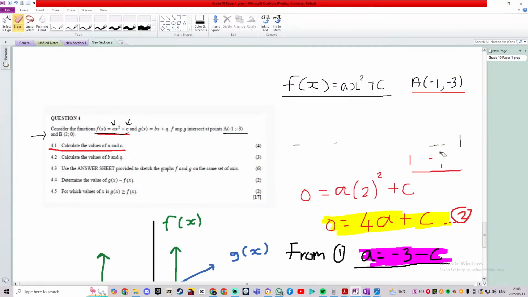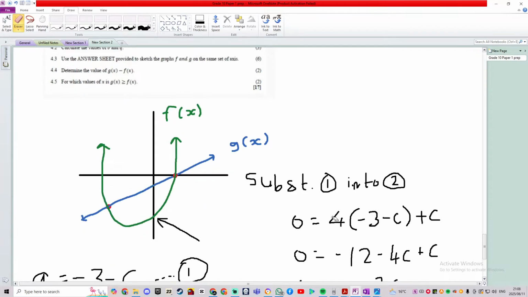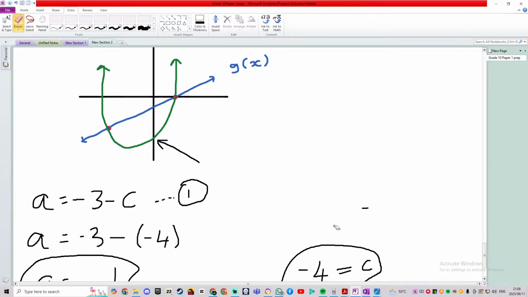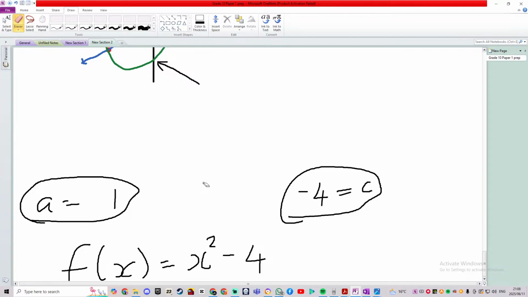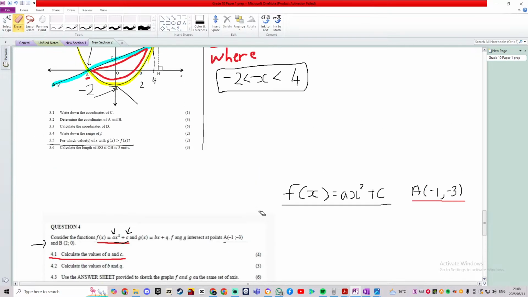Okay, right. All of that, erase. I'm just going to erase all of that, as we have a and c. I'm just going to keep the equation there. It's going to come in handy later.